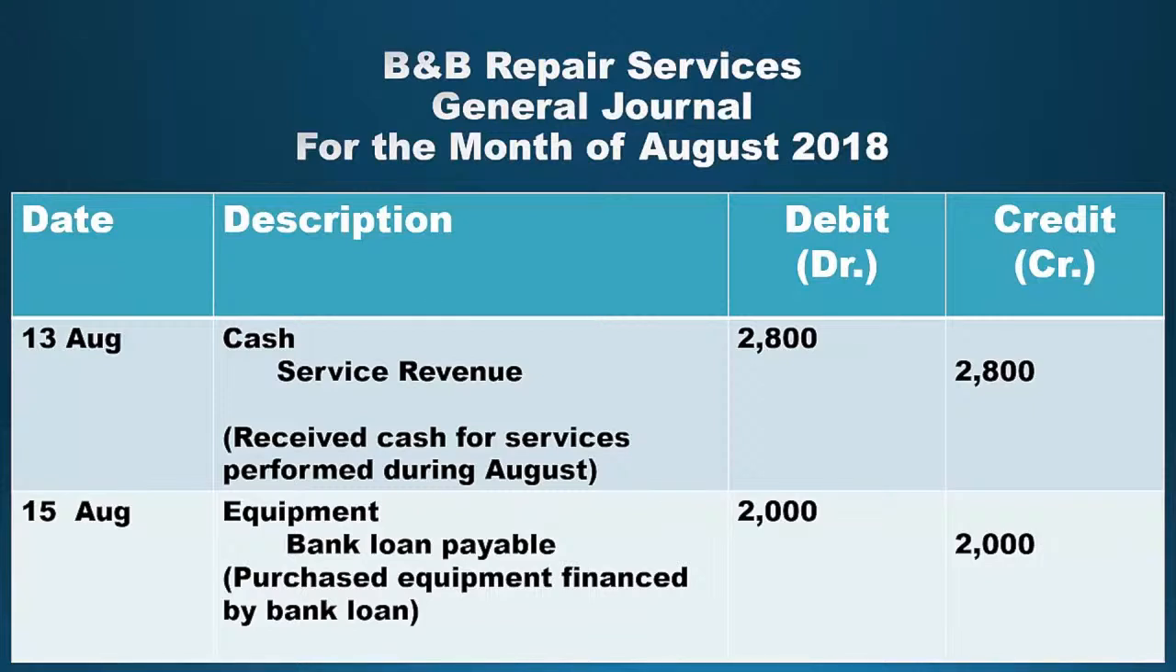Step 3. How do we record it? To record this, we debit equipment for $2,000 to show the acquisition of the new asset. Credit bank loan payable for $2,000 to reflect the new liability. The narrative for this entry is purchased new equipment financed with a bank loan.